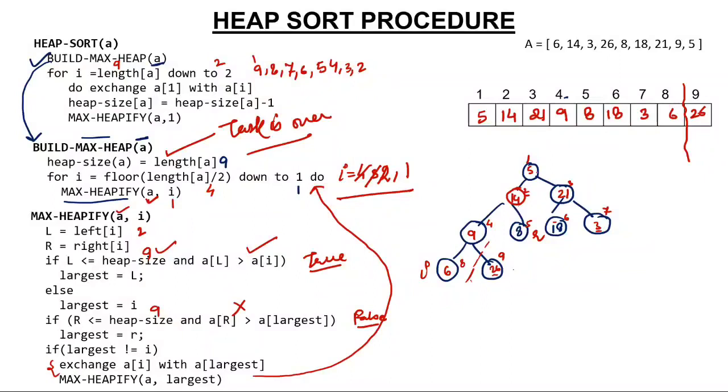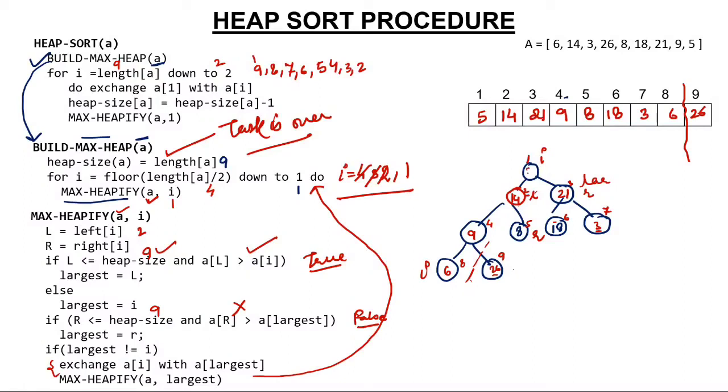What will happen? Again I have to MaxHeapify, from where? From the first position. So you will again call MaxHeapify from the first position. This will become I, this will become left, this will become right. Which one is the largest? This one is largest. You will exchange.